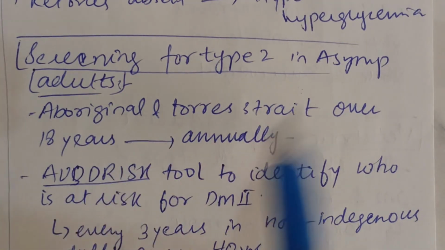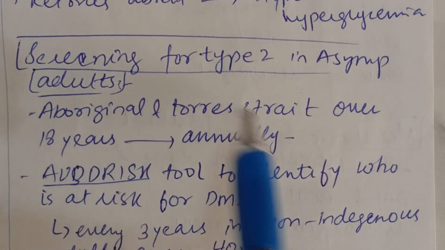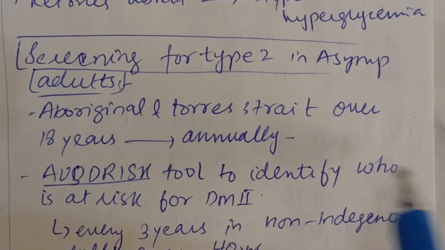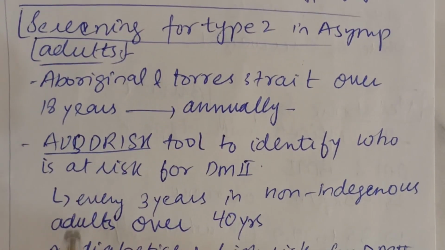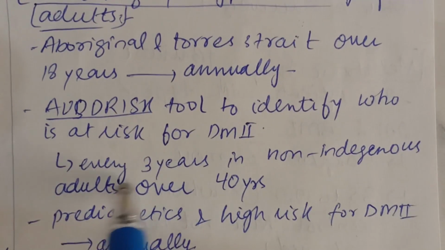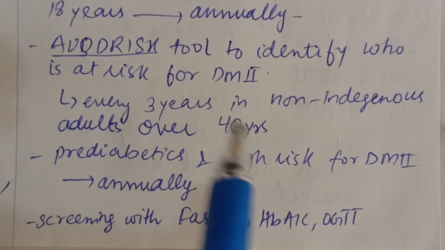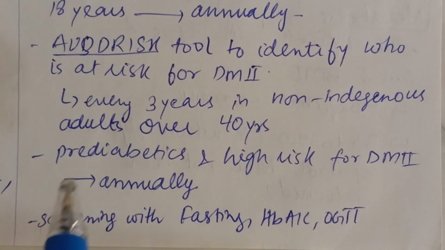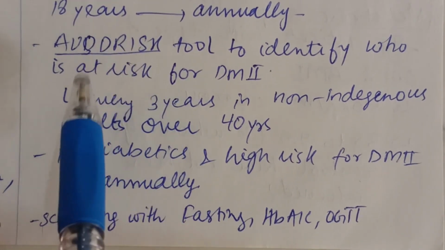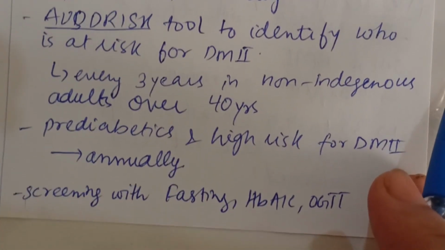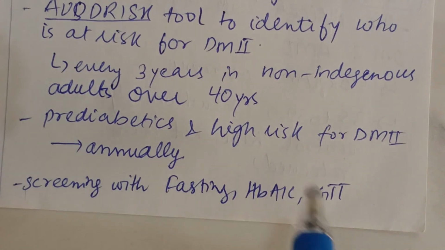But in Aboriginal and Torres Strait Islander people, this tool does not apply because they are already at risk of type 2 diabetes. So the AUSDRISK tool is to identify who is at risk for type 2 diabetes, and this tool is used every 3 years in non-indigenous adults over 40 years. Pre-diabetics and those at high risk for diabetes, we have to use the tool in these patients annually. And the screening is done with fasting glucose, HbA1c, and OGTT. All of these tests can be used for screening purposes.